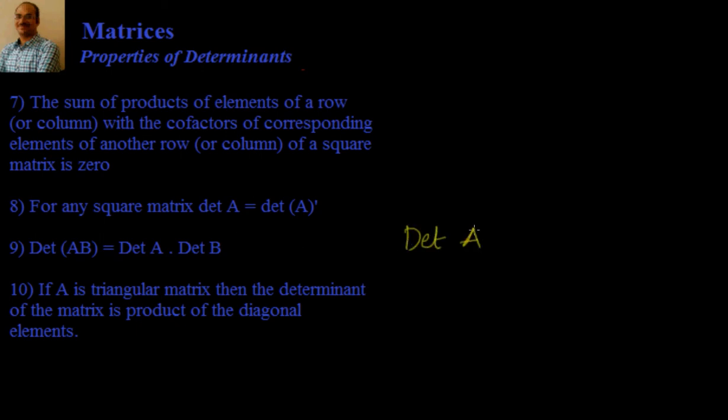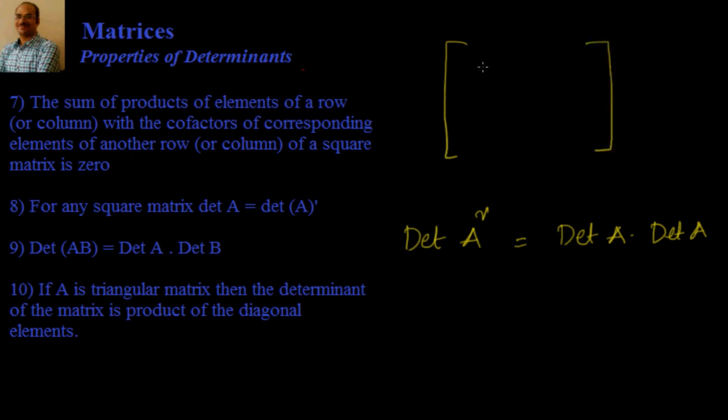This also gives you another property: the determinant of A square is equal to determinant of A into determinant of A. You can write similarly, determinant of A to the power of n equals determinant of A multiplied n times. Now, the last one is if A is a triangular matrix. We haven't discussed this, right?